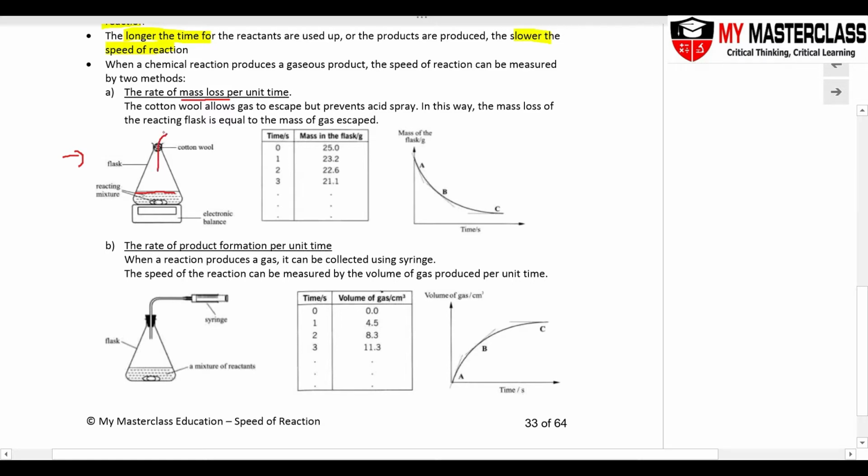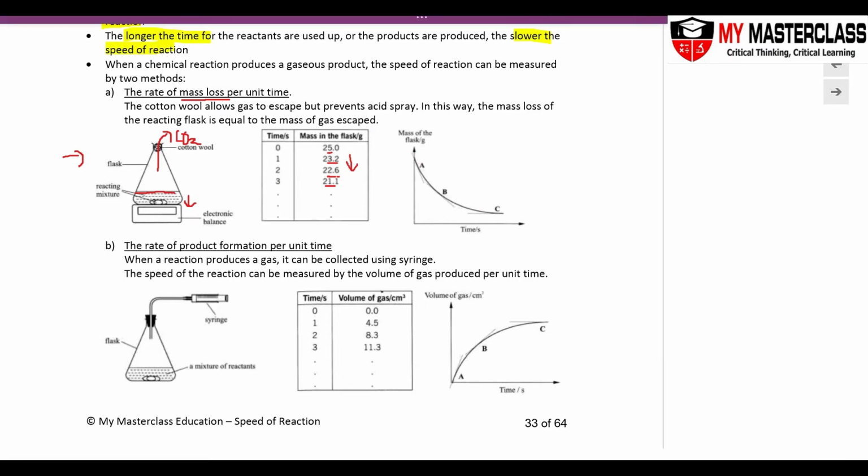The CO2 gas escapes. So over time, because the product escapes, this reading will decrease. Over time, at 1 second, 2 seconds, 3 seconds, take note of the readings and tabulate them into a table. If I plot these values against time, I will get this graph. This is a decreasing graph.